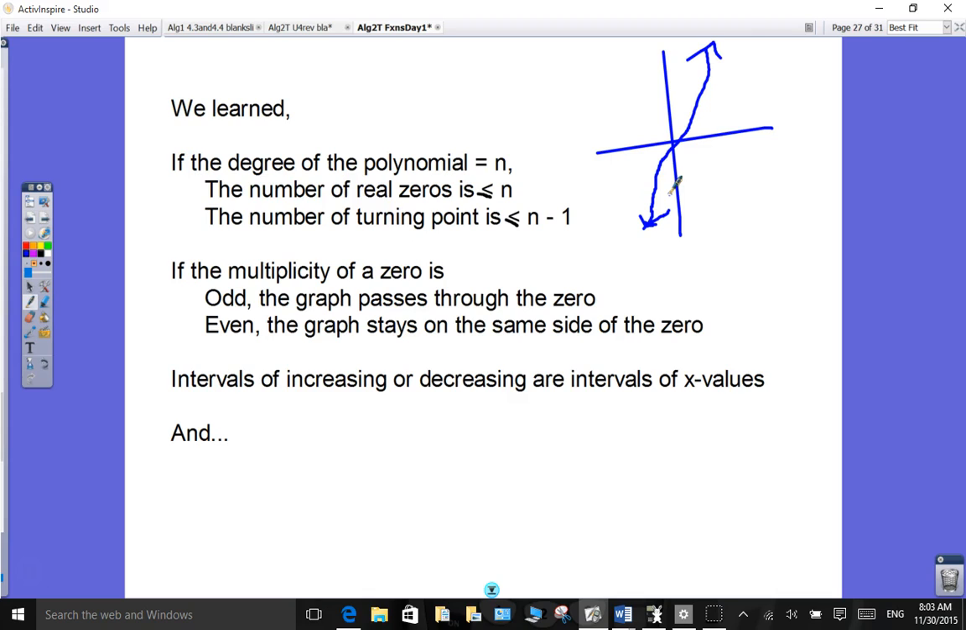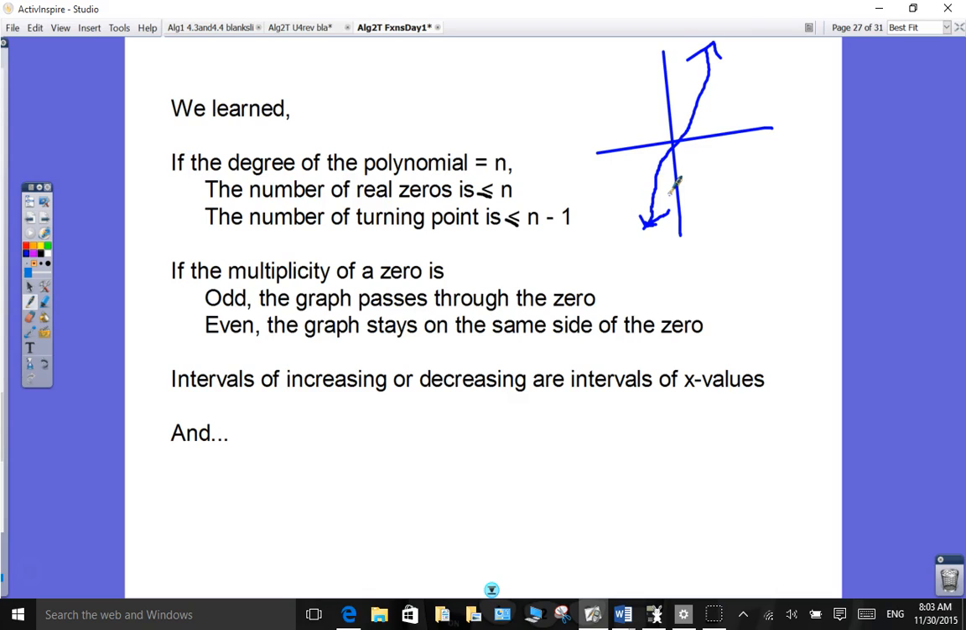If it's an even power, like y equals x squared, right, it stays on the same side of the x-axis because it doesn't change sign. And that's more general than just quadratics. Anytime you raise a factor to an even power, that's what you're going to get out of that zero.